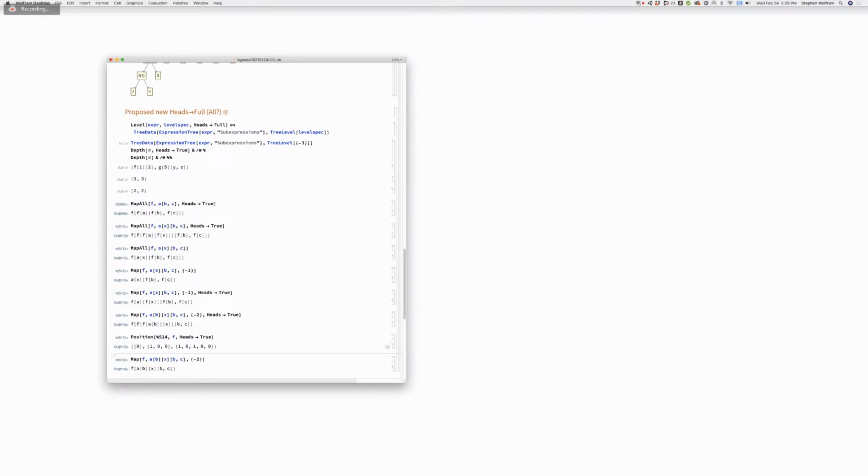Right. When you give positive levels, you're counting down from the top. When you give a negative level spec, you're saying the depth of this expression is blah. But then you need to define how you're defining depth. Are you doing it with or without heads? Okay, but heads is actually doing two different things, right? It's determining whether you go into the head with a map, and it's determining whether you count heads for purposes of negative levels, correct?